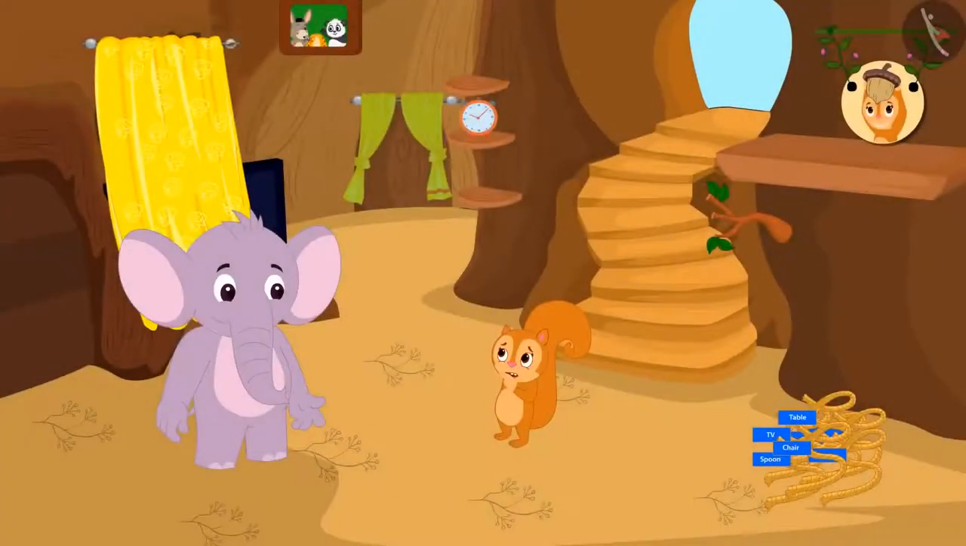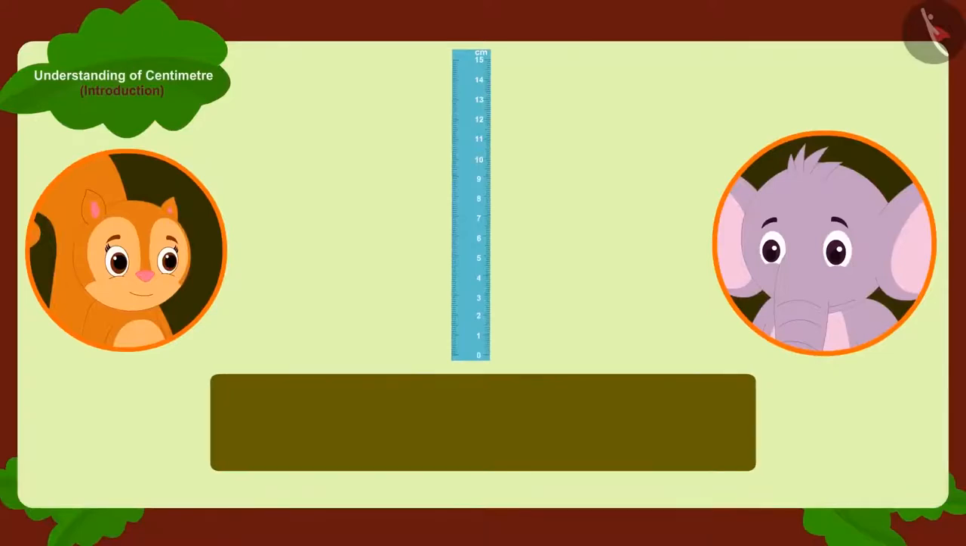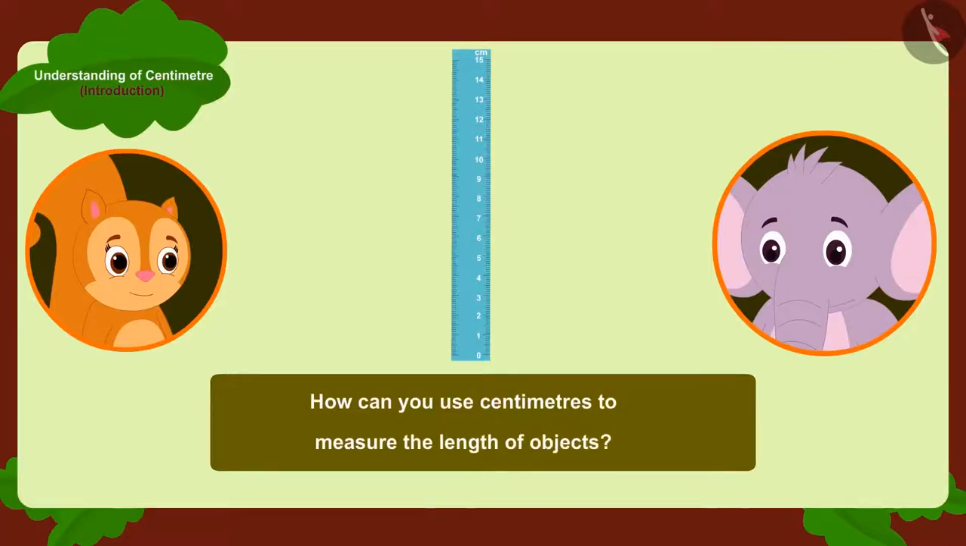Now Chanda told Appu that she understood about centimeters, but how can she use it? And how can she measure the length of objects? She still has not understood that. What did Appu answer to Chanda? And how can we use centimeters to measure the length of objects? We will see this in the next video.